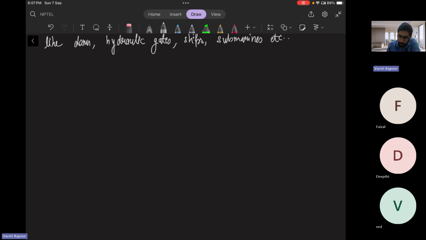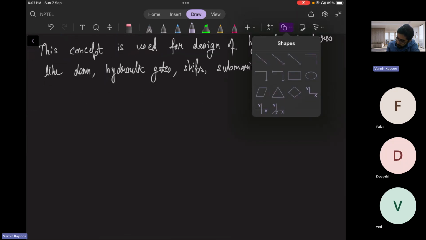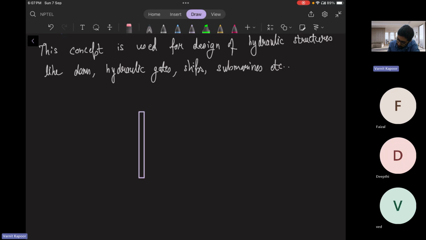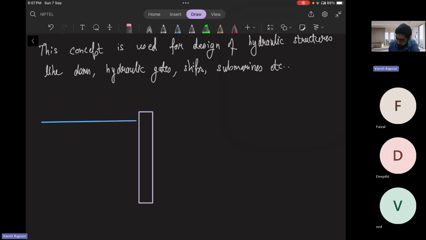All right. So suppose there is a gate structure like this. Suppose this is a gate, and there is a fluid like this, or a reservoir like this, which is held by a gate. So there is an atmospheric pressure acting over the gate as well as a hydrostatic pressure on this gate, which is varying linearly with the depth. So how is the atmospheric pressure acting? It is acting like this.